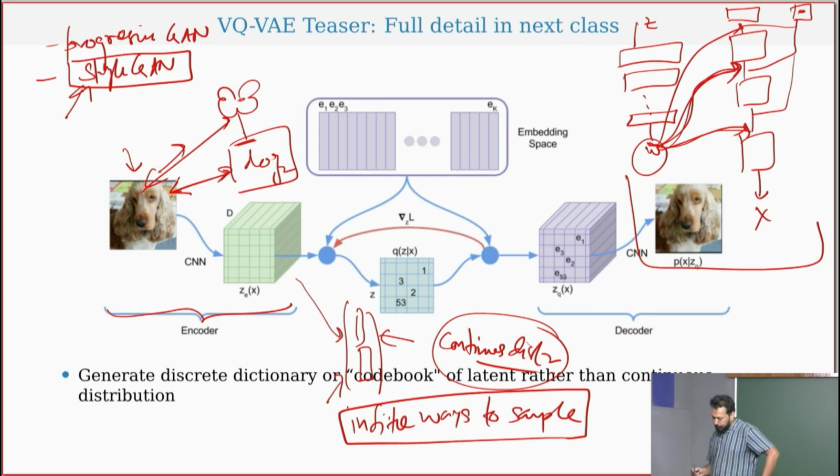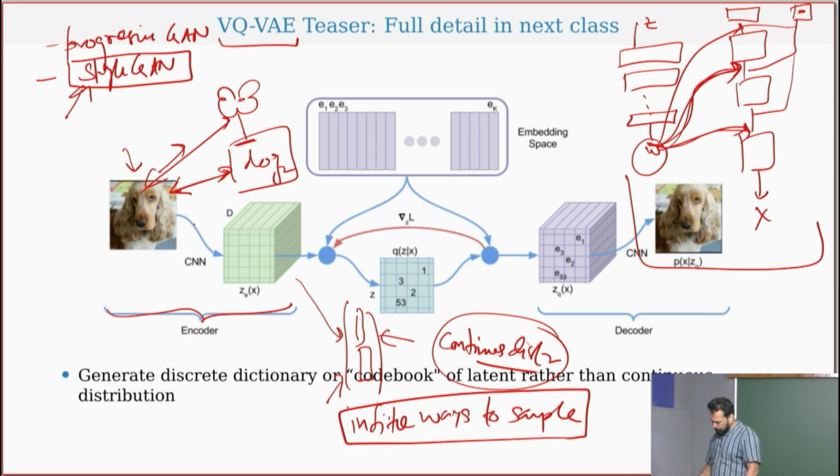So in VQ-VAE, it's called vector quantized VAE. Full detail we will come to that. I just could not prepare a full slide somehow, so I'm not feeling well.